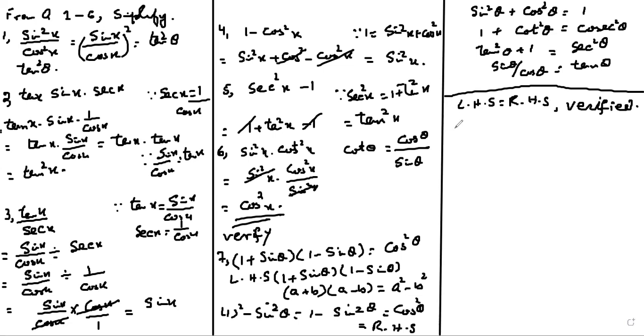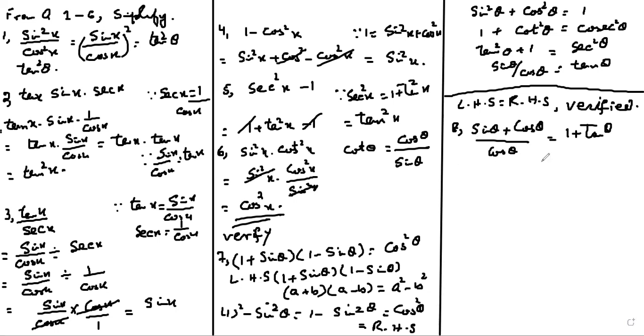Come to question number 8. Sine theta plus cosine theta divided by cosine theta equals 1 plus tangent theta.